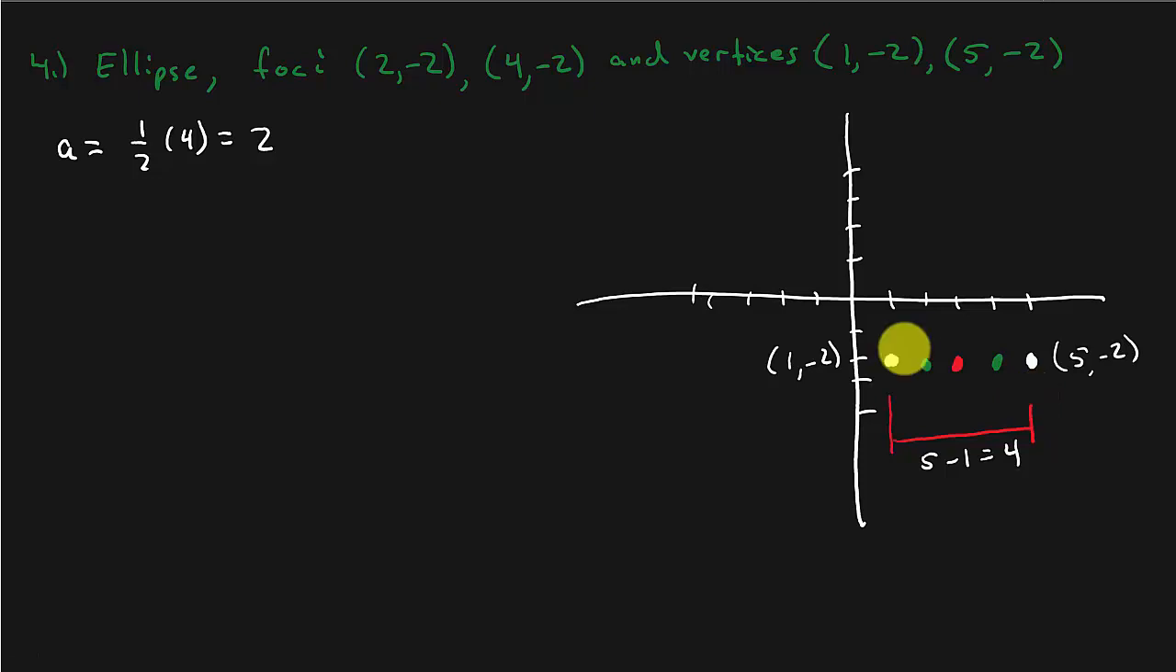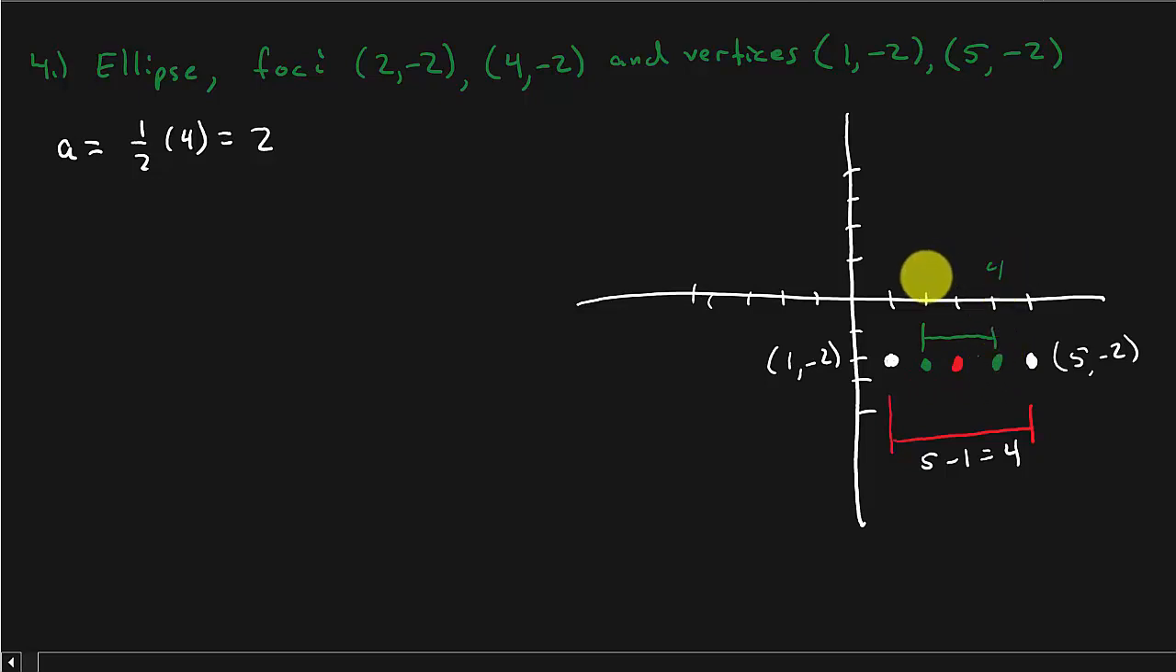And now, what about c? I can get c here, because I'm going to use c to help me figure out what b is. Okay, so I need this distance. This has an x value of 4, and this has an x value of 2. So if I do 4 minus 2, which is 2, that's the distance between the foci. So that tells me c is equal to what? Half of 2, which is 1. So there's c.